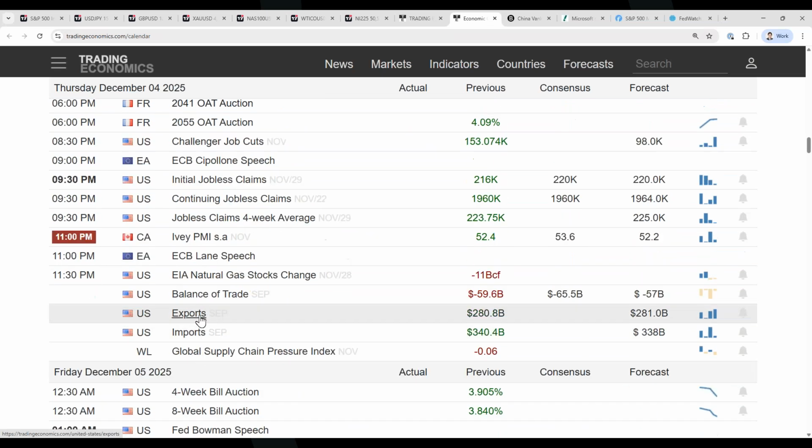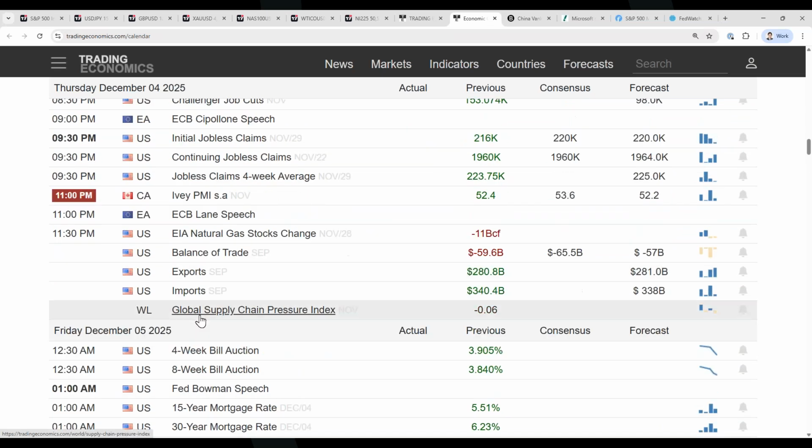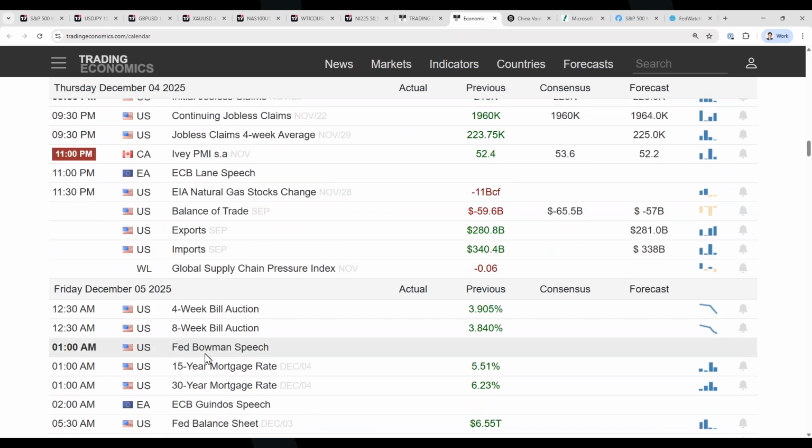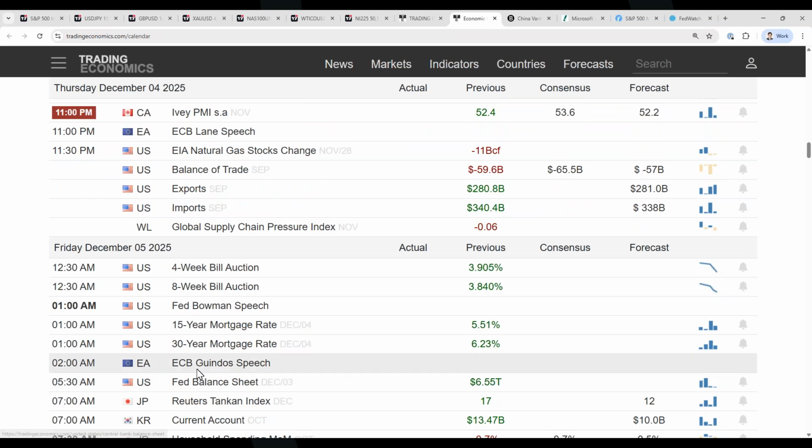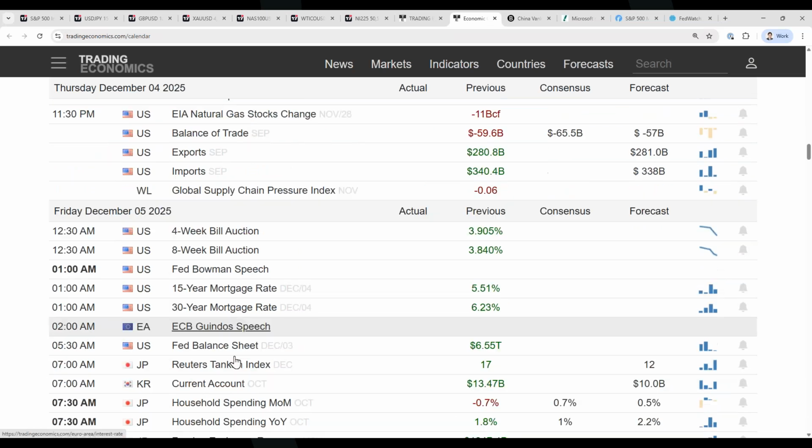Then thereafter, it will be a rather quiet US session. So right now, I don't think the US officials are allowed to speak pertaining to monetary policy because it's more of a blackout period. They can still speak, but on other topics. So Fed Bowman will be speaking at 1 a.m. Singapore time, early Friday, but I don't think she will be able to mention anything regarding monetary policy. Then at 2 a.m. Singapore time, another ECB official, ECB Guindos, will be speaking over here.